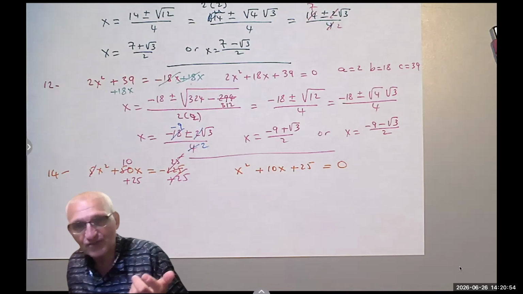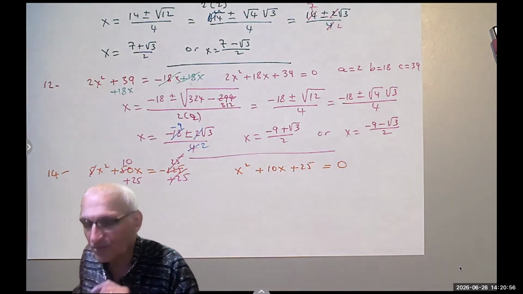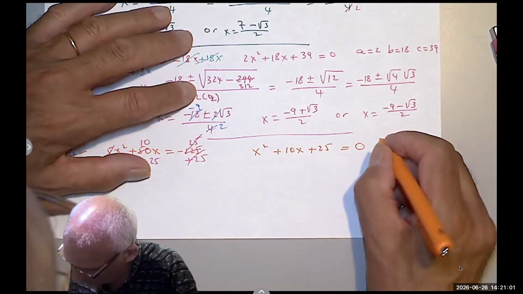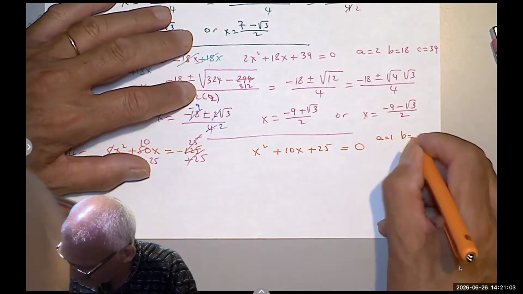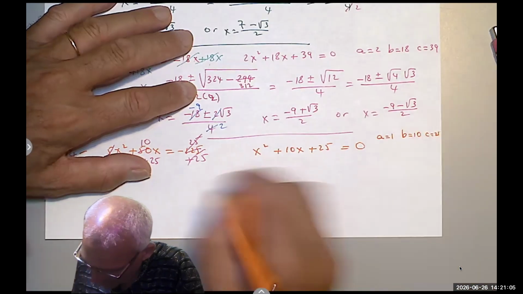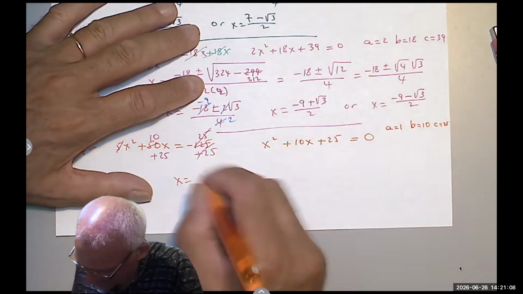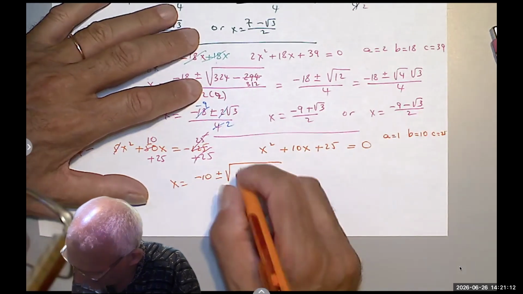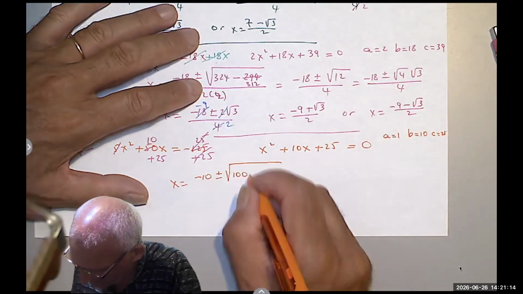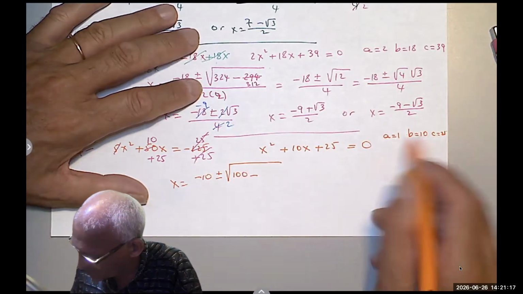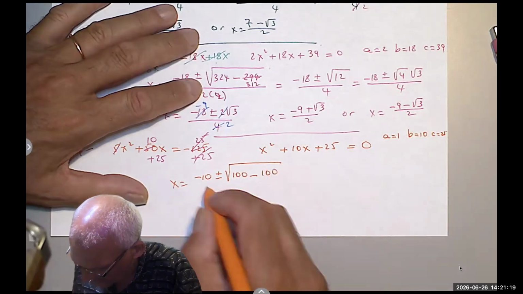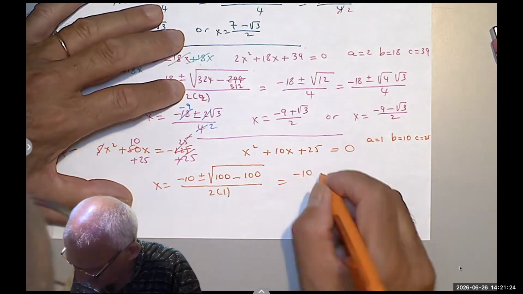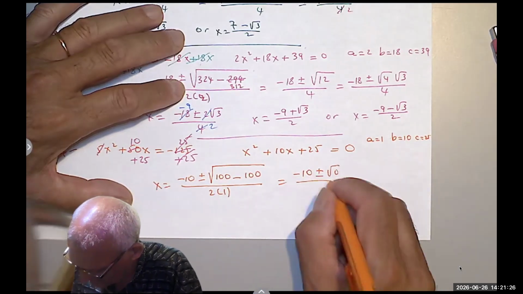So I know the answer before I start. But here we will see something interesting, and we'll elaborate on that next time, as I said. So A is 1, B is 10, C is 25. X equals negative B, which is negative 10 plus or minus the square root of negative 10 squared, which is 100, minus 4 times 1 times 25 is 100. What? Over 2 times 1. It's negative 10 plus or minus the square root of 0 over 2.